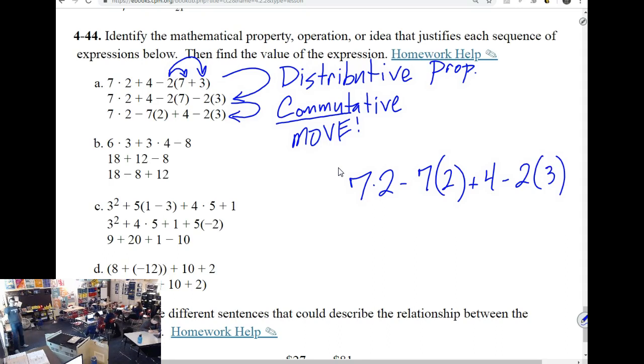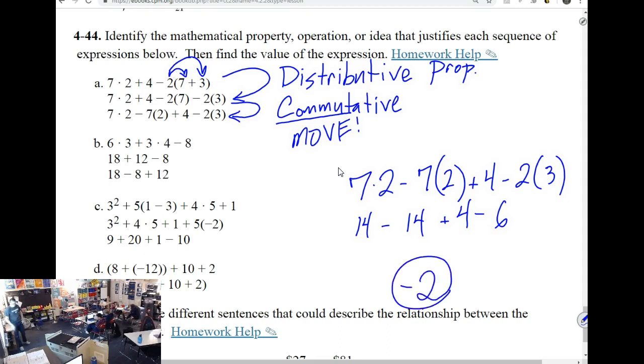And solve it from there. So 7 times 2, 14. 4 minus 2 times 3, 6. And I gotta put all that together. The 14s are gonna cancel each other out because it's 14 minus 14. And then after we do all the math, we should end up with negative 2.